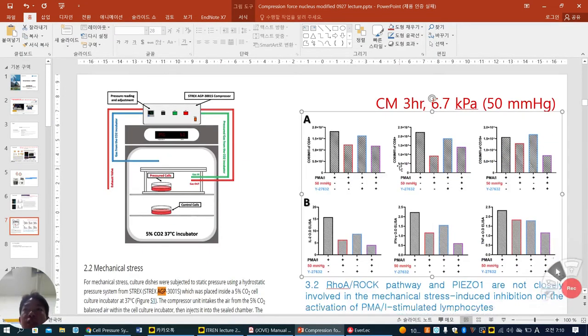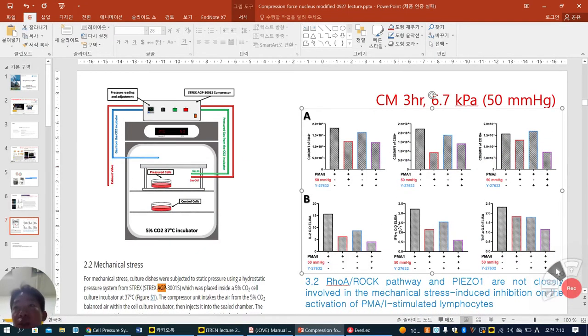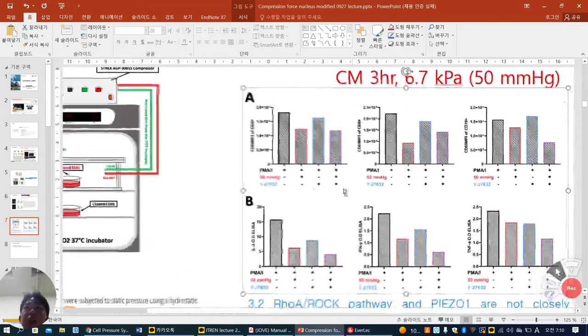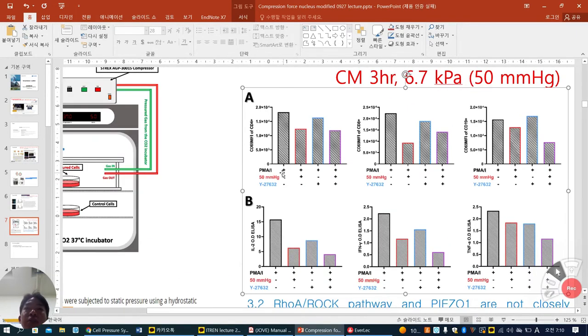Here you can see certain markers while they're inducing activation using PMA and I. When they induce compression, they are decreasing, okay? So they prove their concept. Anyhow, the cell behavior changes under compression force.